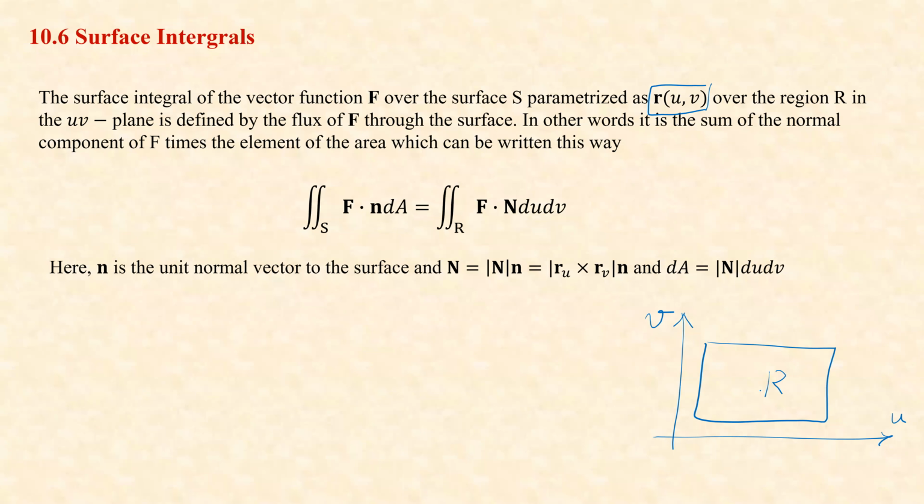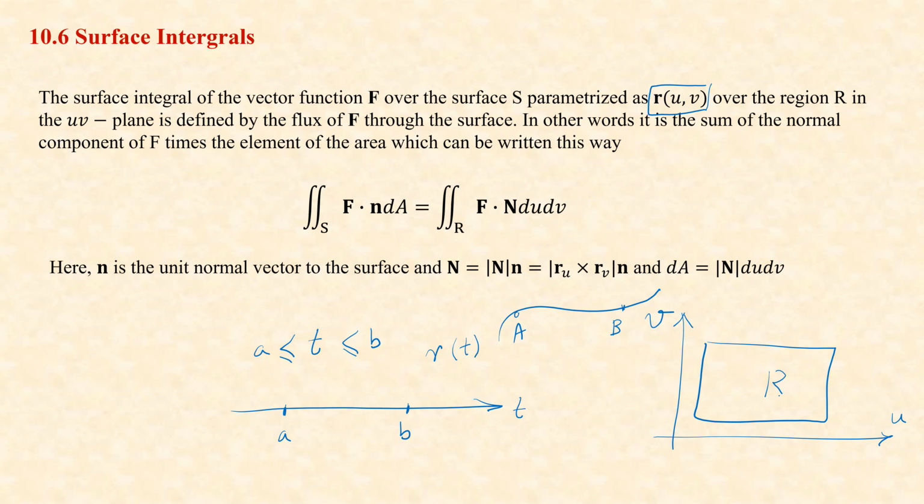The same as what we had for the parametrization of a curve in space. We had t going between A and B, means that t goes on the t-axis from A to B, and then r of t changes over a curve from point A to point B, right? Here is the same. When u and v change in this region, the r vector changes over a surface, right? So that's what we did here, of course.